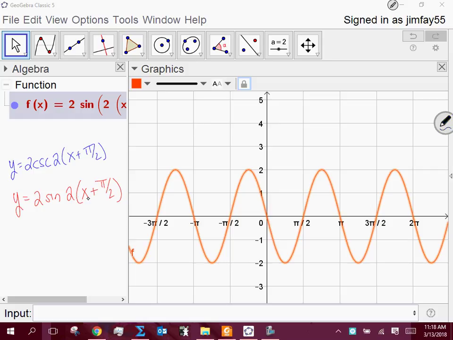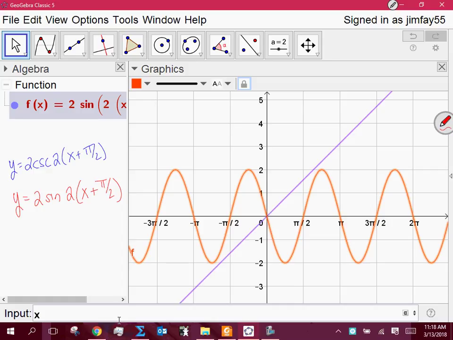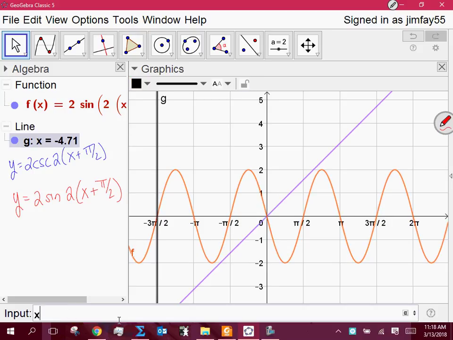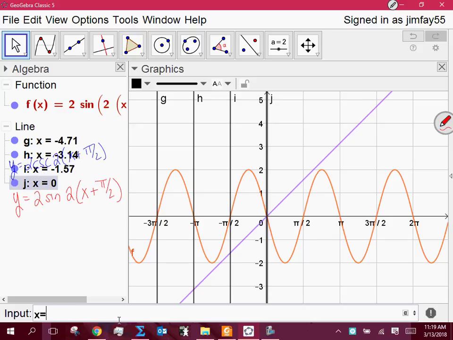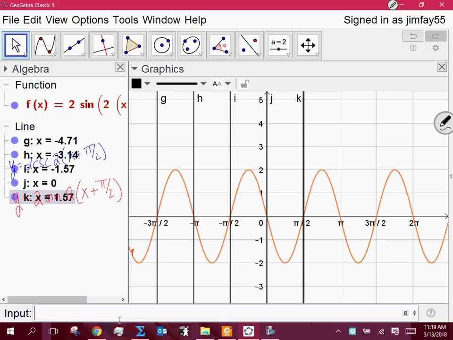Now that I've got this orange one, I can now say, well, for the blue one, there should be an asymptote at x equals negative 3 pi over 2. There should be one at x equals negative pi. There should be one at x equals negative pi over 2. x equals 0. x equals pi over 2. You keep doing these as many as you need. But I get all those asymptotes, right?